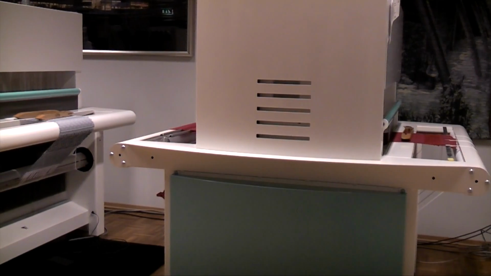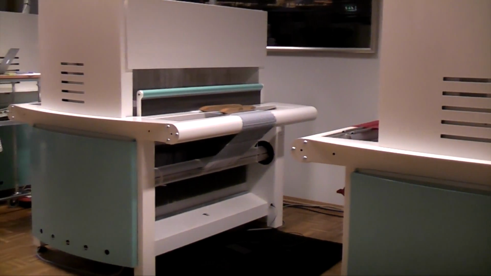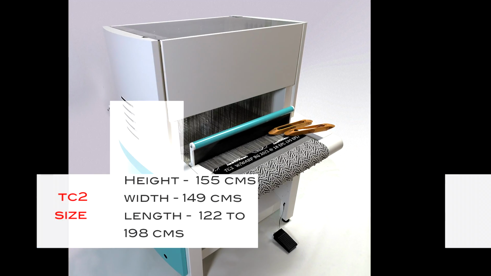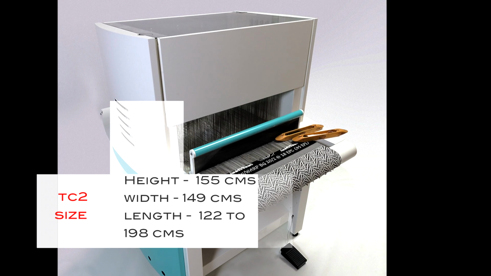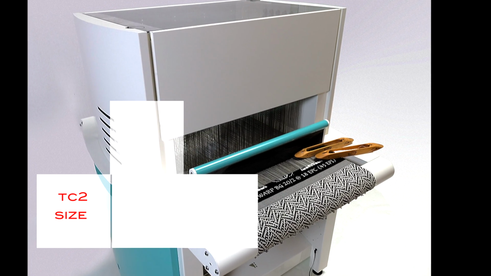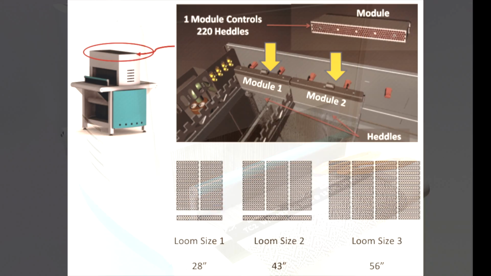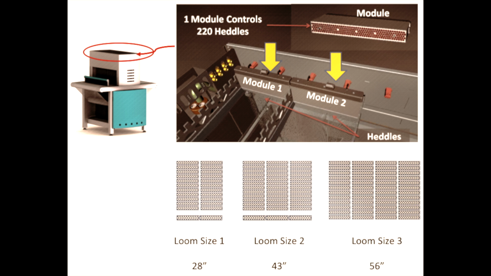And because sometimes space can be a constraint, the TC2 loom is designed to fit inside the workspace. The loom comes in 3 sizes. While the width and the height of the loom is close to 150 centimeters each, the length ranges from 120 centimeters for the narrow to 200 centimeters for the wide loom. And you choose the loom size depending on the number of modules that you want to work with, which can range from 2 to 48.